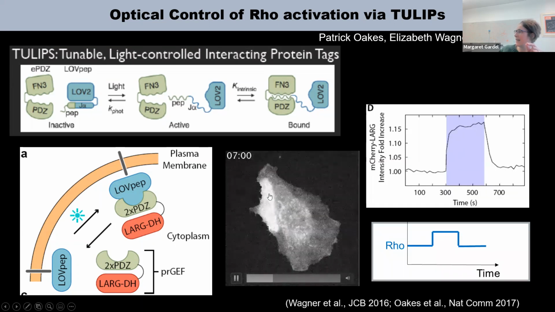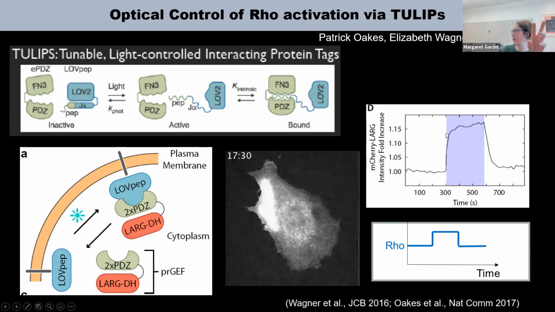So this is taking a micromirror array and blue light and shining it on a portion of a cell, and that's the localization of this Rho GEF. And you can see that it accumulates very rapidly and goes away very quickly as well.